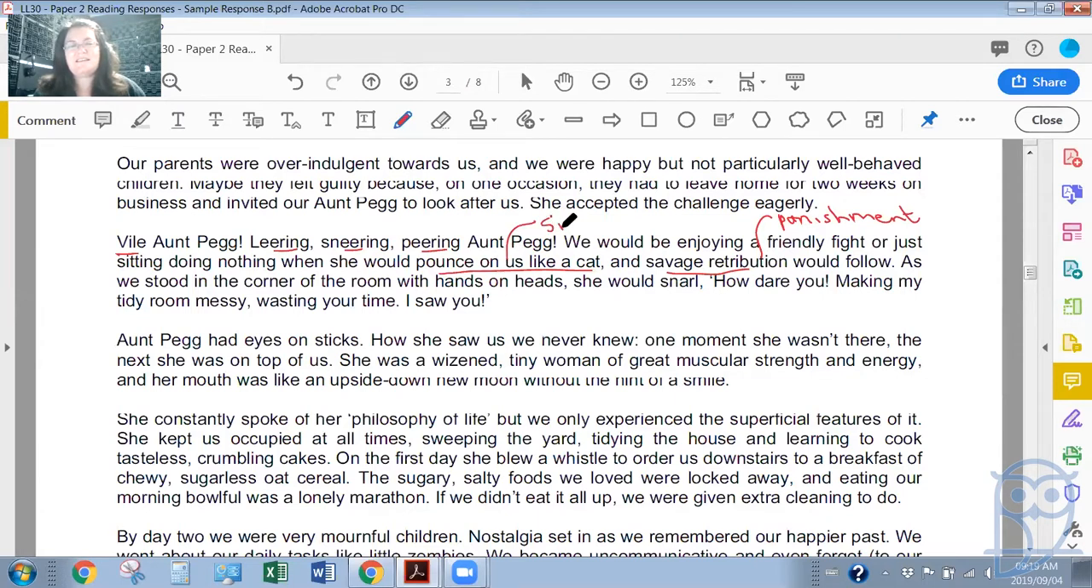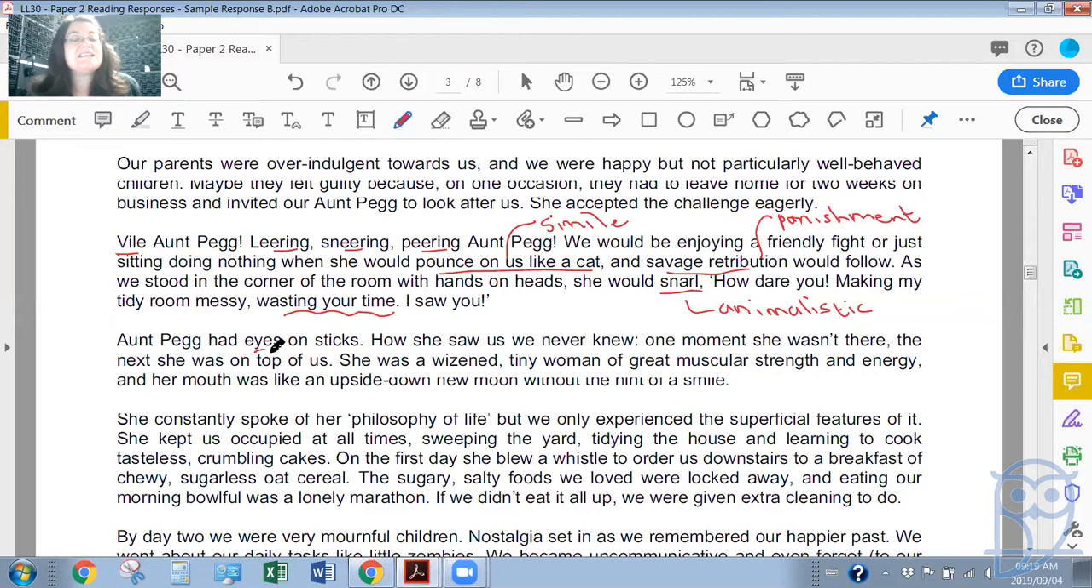Good. All right, so she would pounce on someone like a cat. It was quite violent sounding. And she would snarl. Usually animals snarl, don't they? So this is animalistic. How dare you, making my tidy room messy, wasting your time. That's interesting that she sees things from this perspective, because now you're just going to have to clean it up. In other words, I saw you.